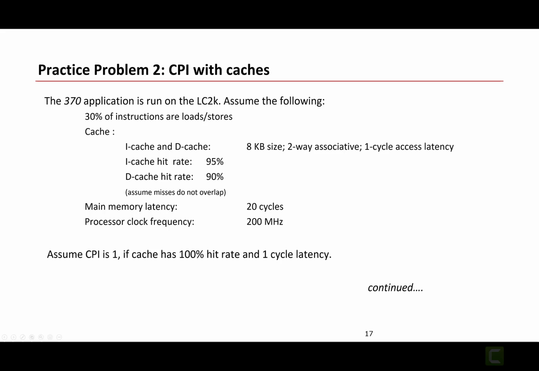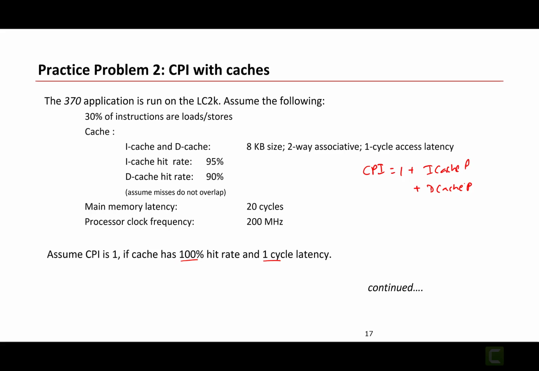Okay, we have another problem on caches. In this problem, we are asked to assume the CPI is 1 as long as your cache hit rate is 100% and the cache latency is 1 cycle, which is easier in some sense because you don't have to account for data hazard penalties and control hazard penalties. You only need to worry about the remaining cache miss penalties and their impact on CPI. So the CPI equation would be 1 plus instruction cache penalty and data cache penalty.